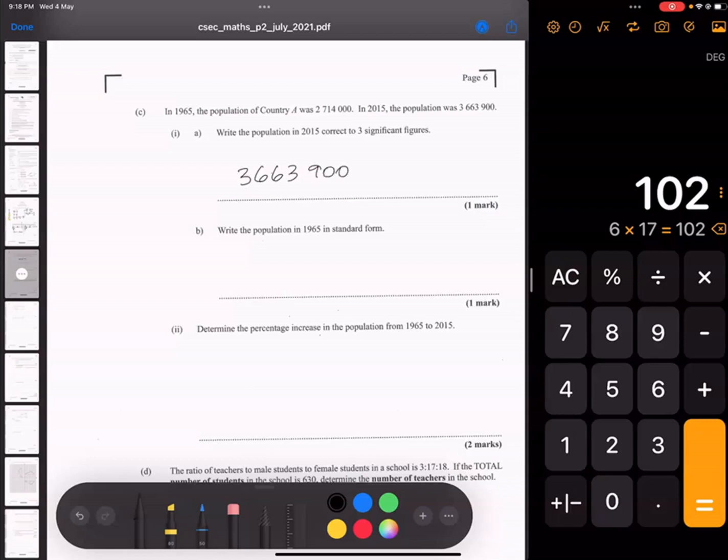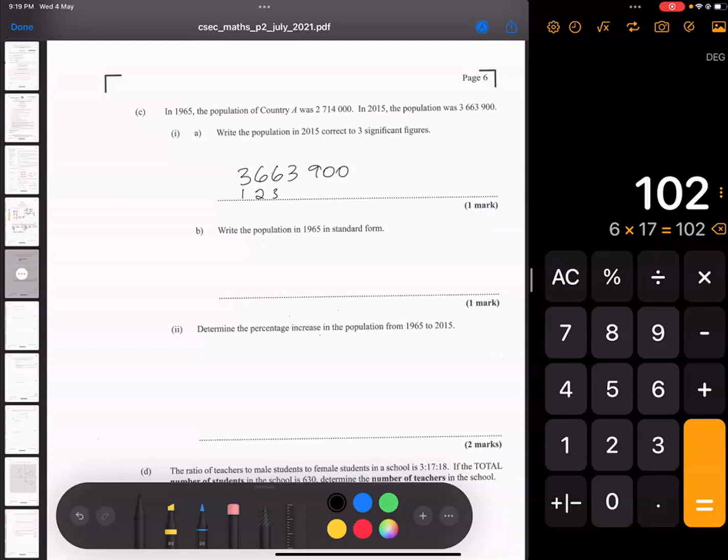Looking from left to right, we will be looking for our 3 significant figures, non-zero numbers. So 3 is a non-zero, 6 is also a non-zero, and the next 6, which is our third significant figure, is also a non-zero. So those are our 3 significant figures.